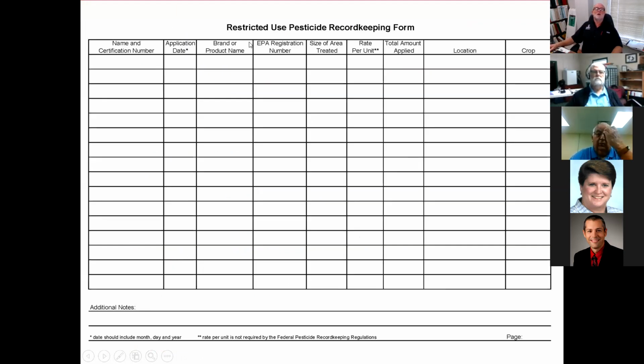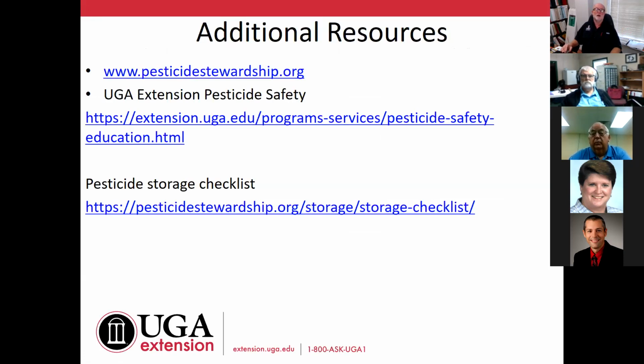The information I send you will include this form, which includes those 9 required elements, along with this one, and that rate per unit is not a federal requirement. But I think that's information that's valuable to you to remind yourself what rate you put out, a pint to the acre, 2 pints to the acre, and it also allows you to evaluate the effectiveness of that application rate. So I'll share with you a record as well.